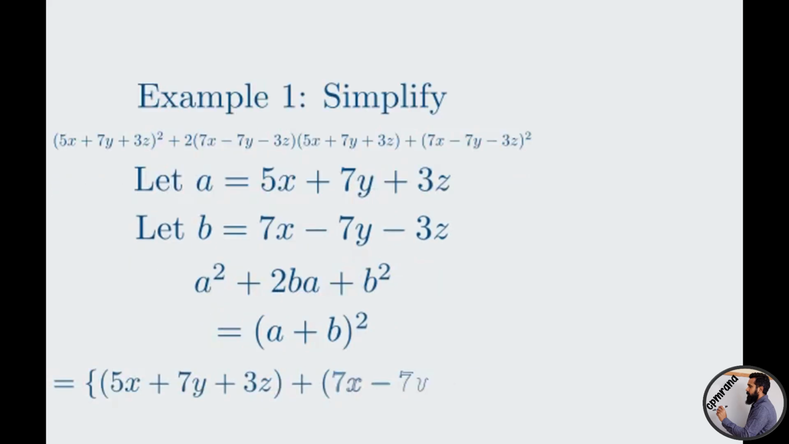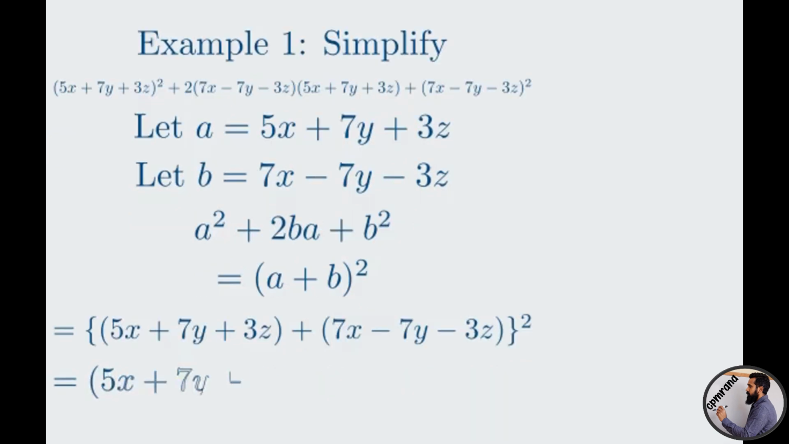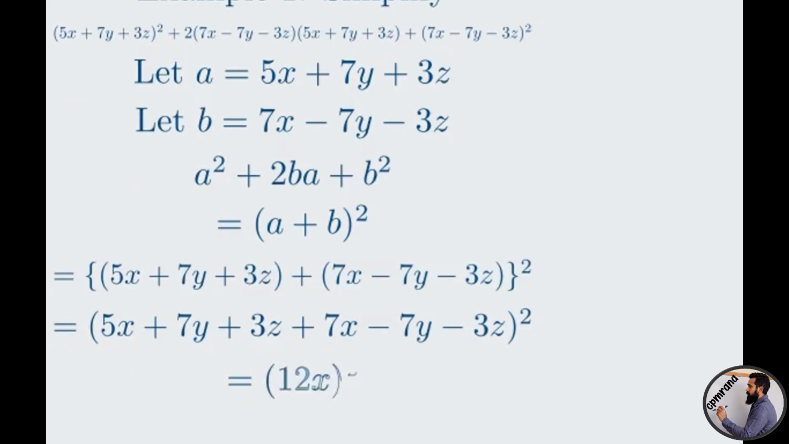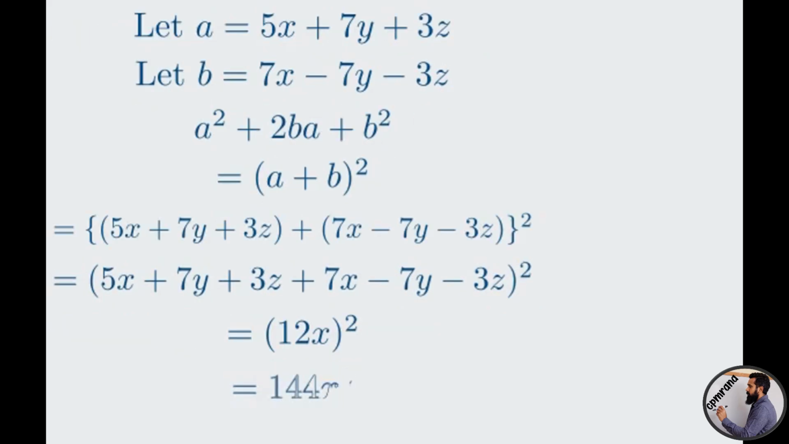Now, we just need to plug our original expressions back in for a and b. Next, let's remove the internal parentheses and combine the like terms inside the brackets. Notice what happens here. 7y minus 7y is 0, and 3z minus 3z is also 0. We are left with 5x plus 7x. Finally, squaring 12x gives us our simplified result. By using substitution and the identity, we turned a very complex expression into a single term.